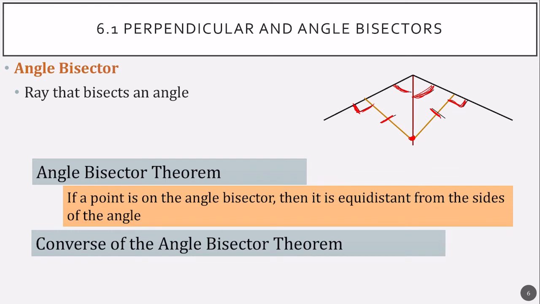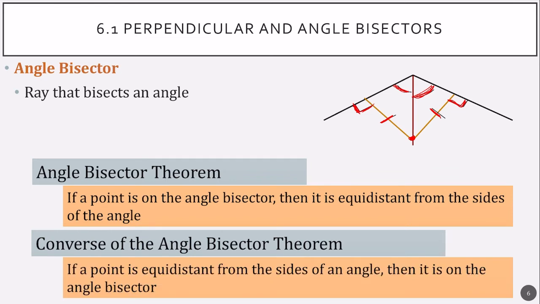We also have the converse of the angle bisector theorem that says if a point is equidistant from the sides of an angle, then it's on the angle bisector.